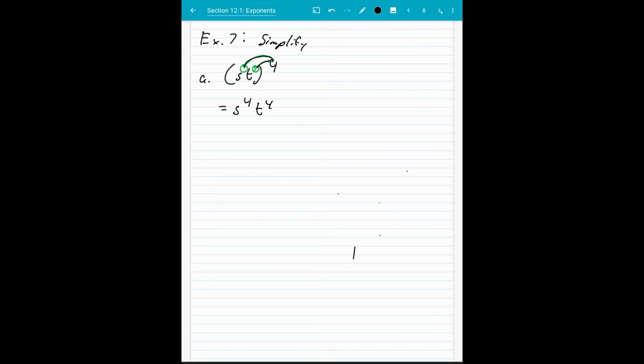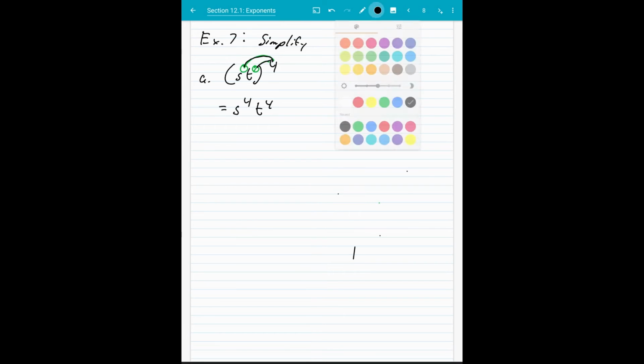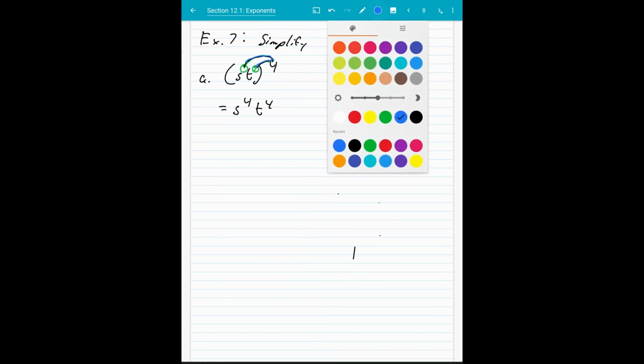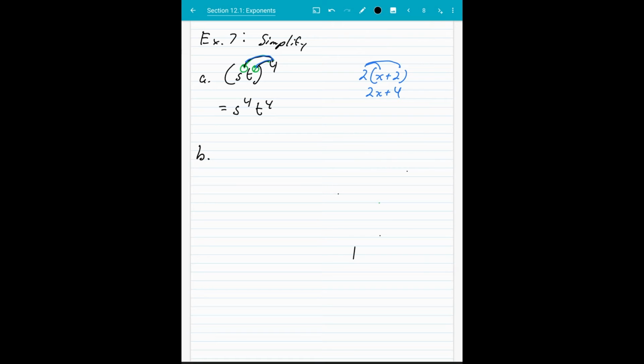It kind of looks like the distributive property whenever you have addition. That's how I thought about it when I was first learning this. If I have something like 2 times x plus 2, we distribute the 2 to both, so that makes 2x plus 4. Well, in this instance, we're distributing that exponent to both of the numbers on the inside.